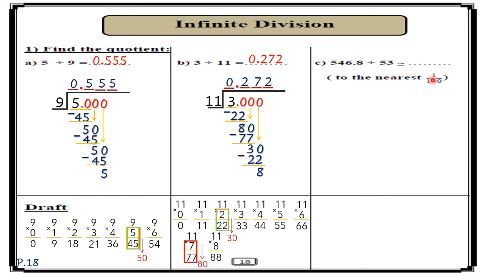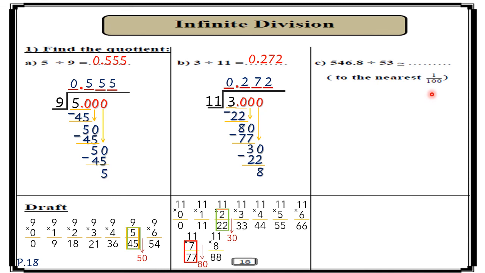So when I have tenth or 1 over 10, I have to stop at the second decimal place. When I have 1 over 100 or hundredth, I have to stop at the third decimal place. When I have thousandth, I have to stop at the fourth decimal place. Here I have 1 over 100, so I have to stop at the third decimal place.